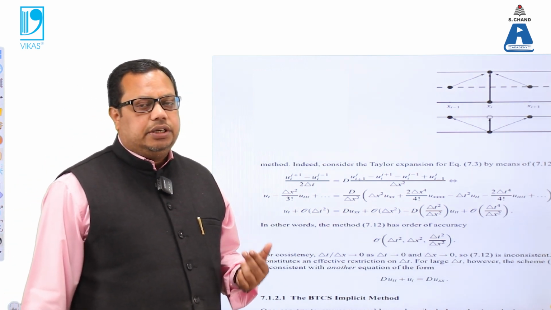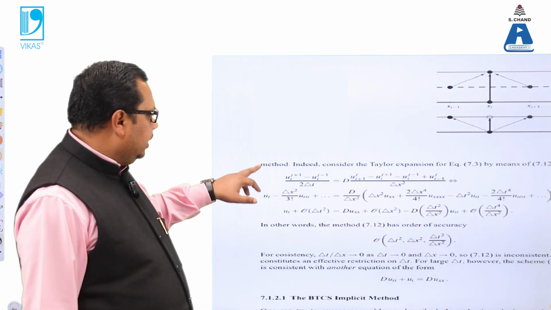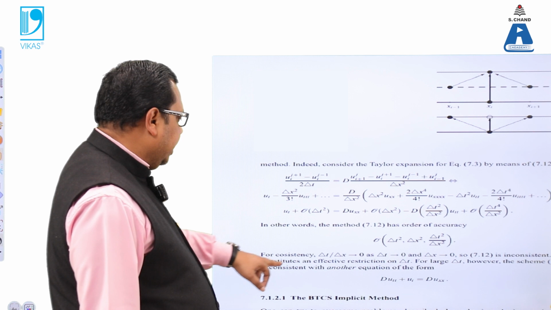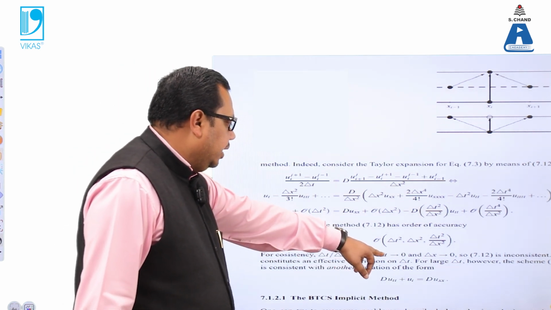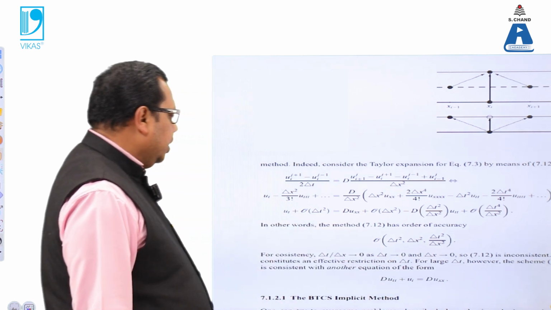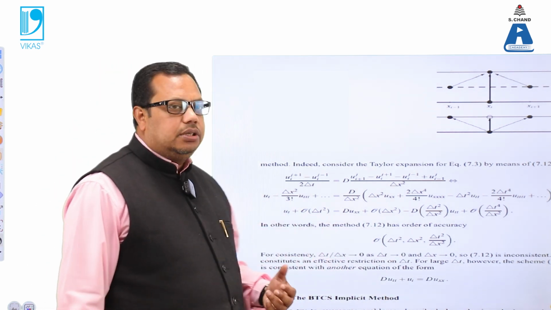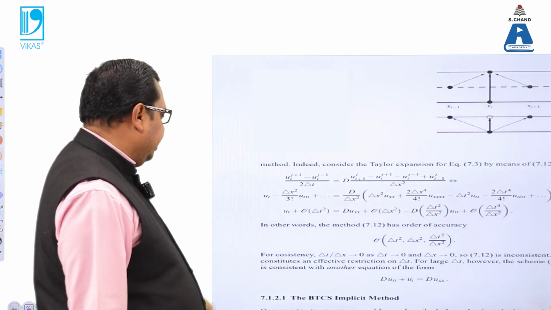So basically this can be expanded by using Taylor's method also. By using the Taylor series, we can make the expansion here, and we can see how we have come to the particular equation. Then we can see that delta t over delta x goes to 0, either because delta t is 0 or delta x is 0. So we will get this particular value. This is how we lower the approximation.